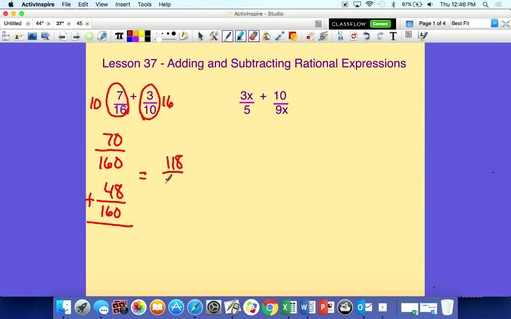118 over 160. Now, our job was to go from two fractions to one fraction. We did it. Your only thing left to do then is to see if you can simplify. Well, first thing I see is we can divide this by 2. So we're down to 59 over 80. And I believe that is as low as it's going to get. So remember, your very last step, no matter what the fraction is, is to try and simplify. Sometimes you're going to be able to, sometimes you're not.